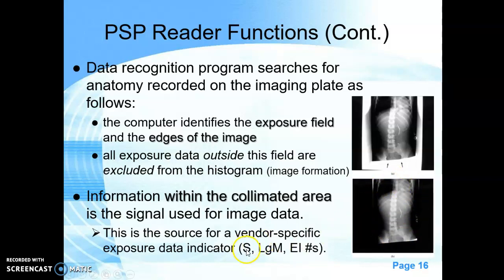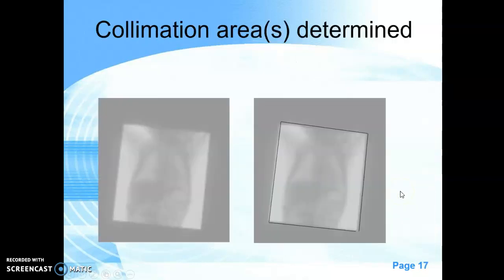And then we receive our LGM number, our S number, or exposure index number based on what it finds inside of that collimated edge. This is just an example of where an image has been taken. It did not use the entire exposure plate, and the collimated edges were determined. Now this one is somewhat skewed, and I would advise against skewing a CR image because sometimes this data recognition becomes difficult for the system.